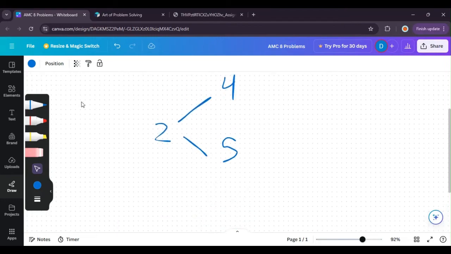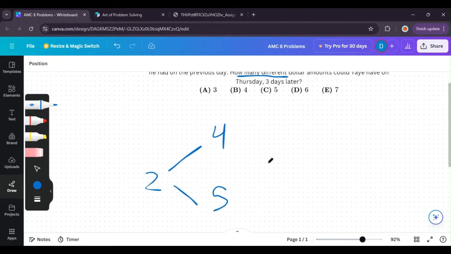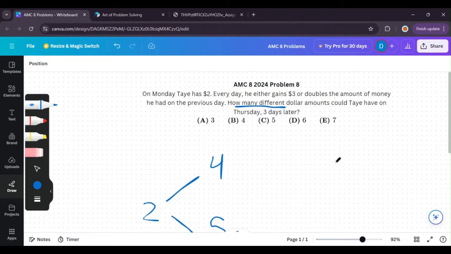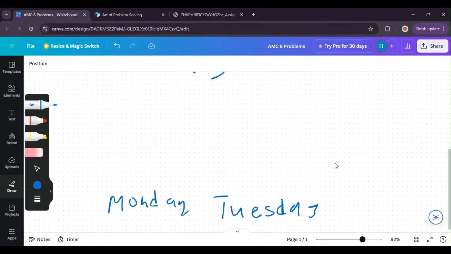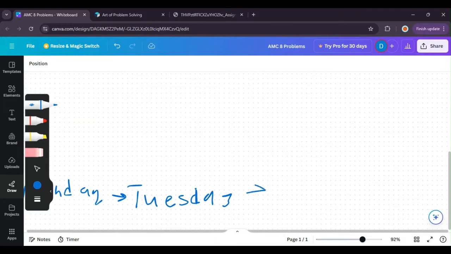So as you see here, 2 becomes 4 or 5. These are the different paths or options he can take. Okay, so on Wednesday, now it's going to be Monday to Tuesday to Wednesday.